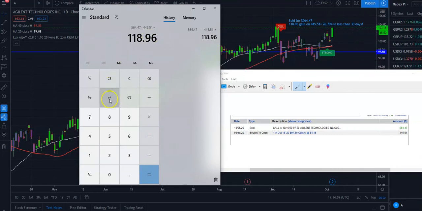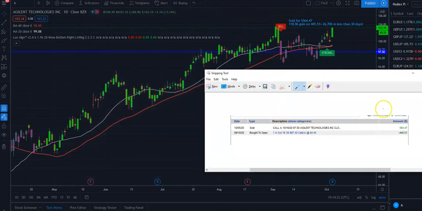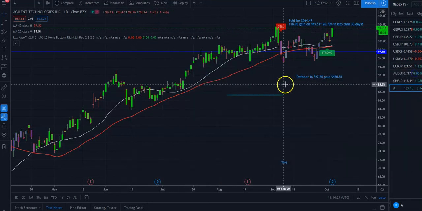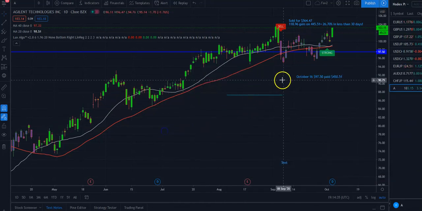And if you want to figure that out in percentage, you divide it by what you paid for it, or 445.51. So that comes out to about 26.7%. So I bought to open and then I sold it to close, and that was the option play. And I got this on September 10th, which was right here.